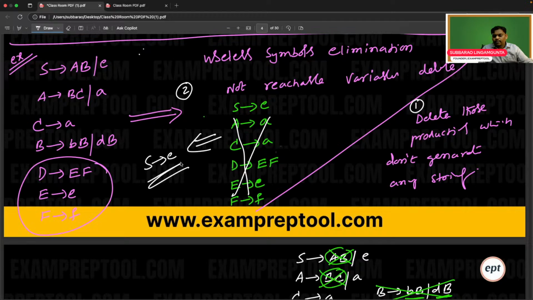S goes to E. Delete the productions which cannot generate any string. That is the first step. Second step, delete the variables that are not reachable. This is the useless symbol elimination.